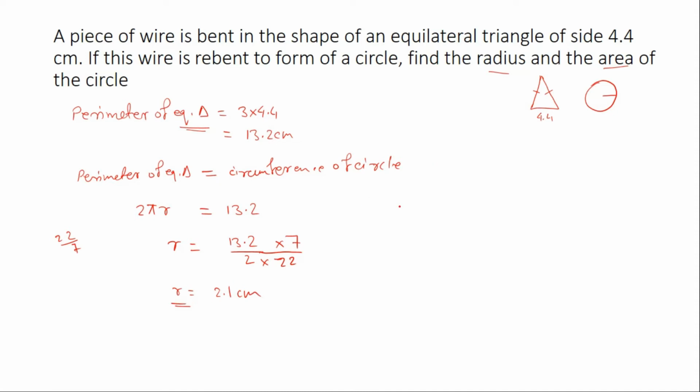Now what we have to find out? Area. So the area of circle is pi r square, or 22 by 7 into 2.1 into 2.1, or when you solve it you will get the answer 13.86 centimeter square.